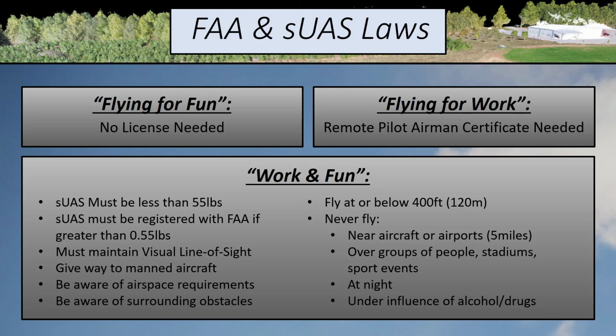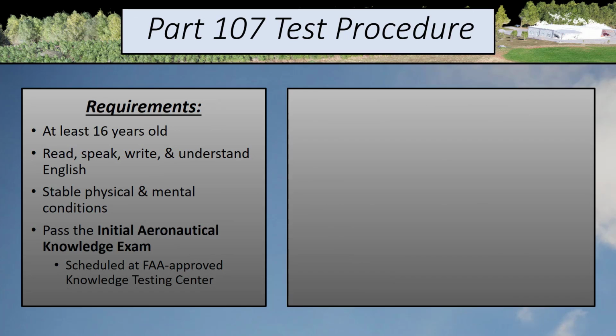flight mission. Now that we have discussed the various rules and regulations related to UAS operations, we will now briefly discuss the actual procedure for acquiring your Remote Pilot Airman Certificate, also known as your Part 107 license. In order to obtain your Remote Pilot Airman Certificate, you must first meet all the listed requirements. These requirements include: you must be at least 16 years old, you must be proficient in English, you must have stable physical and mental conditions, and most importantly, you need to pass the initial aeronautical knowledge exam.